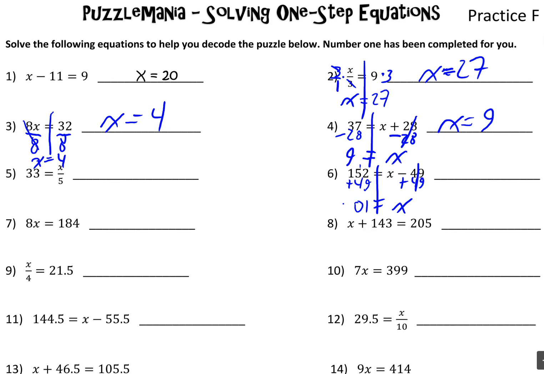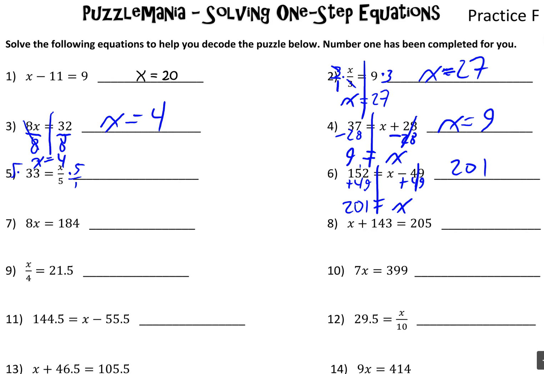And so now we have samples of all four operations: division, addition, subtraction, and multiplication. So from here, you're just going to follow those same patterns over and over again. So for number 5, it's a division, so I need to multiply both sides by 5, and I'll be able to get my answer.